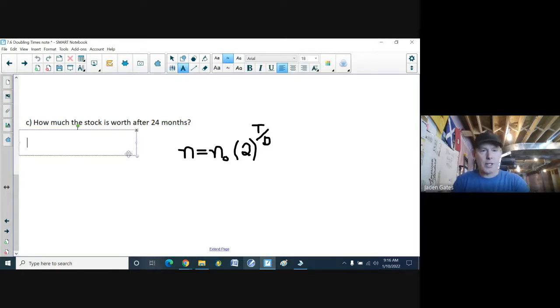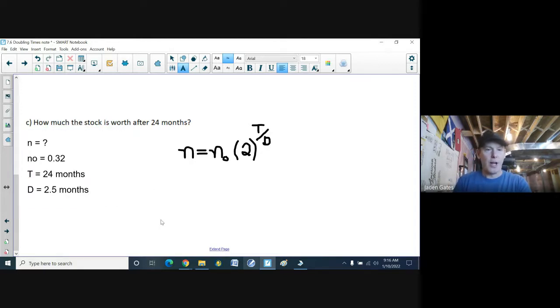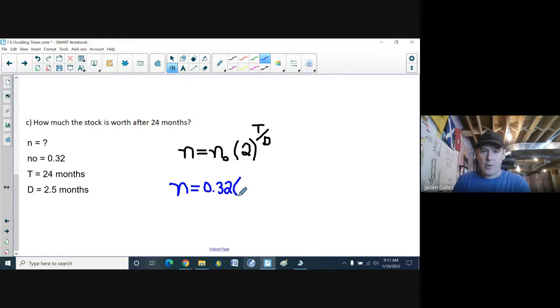We want to know how much that stock is worth at the end, the final amount. We know at the beginning it is worth 32 cents. The time that has gone by is 24 months is what we're looking at. And doubling time, we figured out, is 2.5 months. All right, so now I'm going to substitute in my values. Well, I have n is equal to, n naught is our 32 cents.